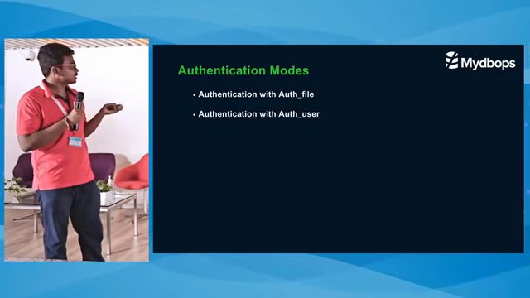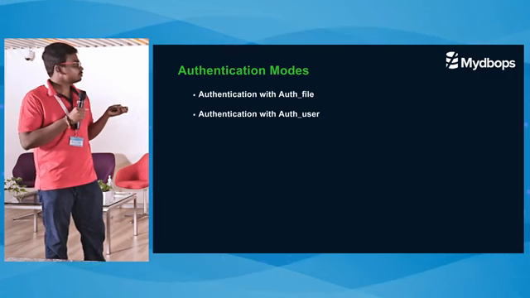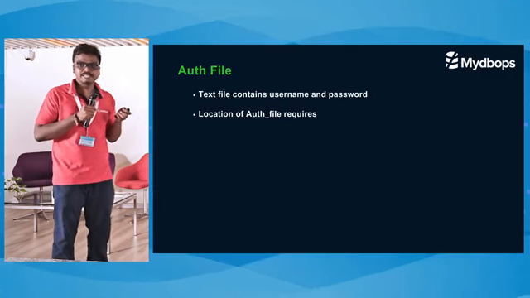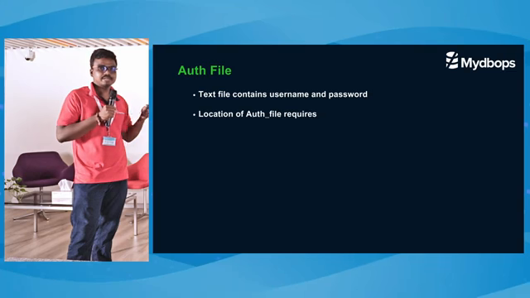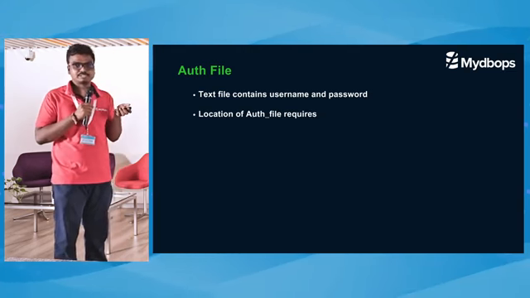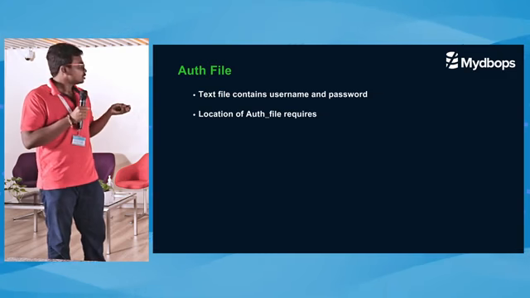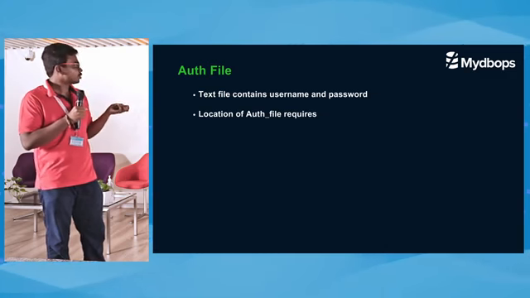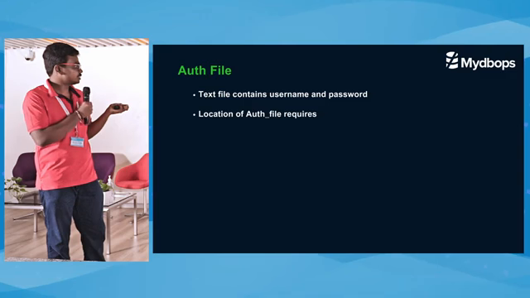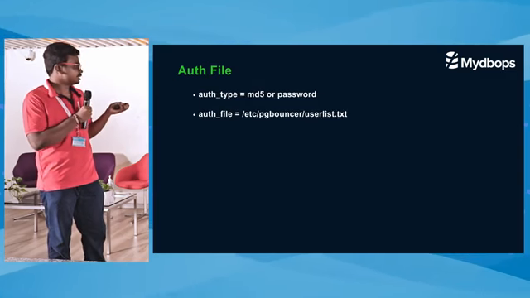The first one is authentication with the auth file. Auth file means we need to maintain a text file where we put our database username and password. The password can be an MD5 checksum or even a plain password, but plain is not recommended. The location of this file is pointed to by the auth_file variable. Okay, so this is the basic concept.